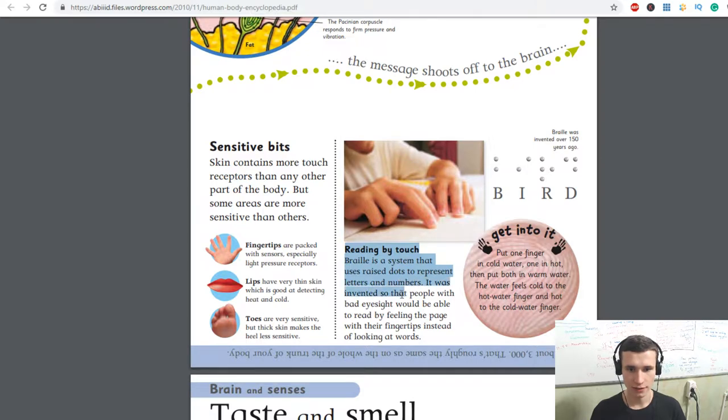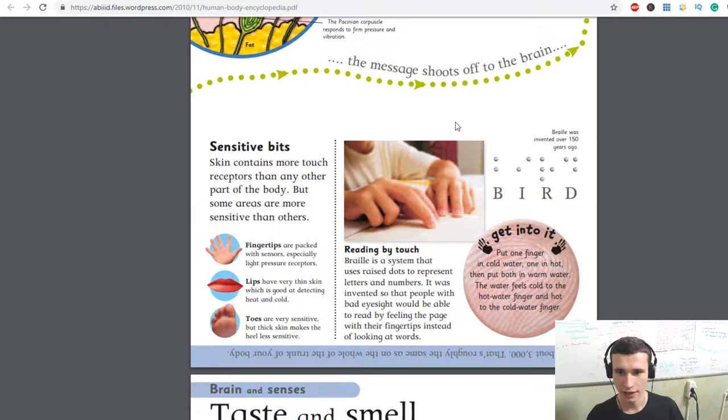Reading by touch. Braille is a system that uses raised dots to represent letters and numbers. It was invented so that people with bad eyesight would be able to read by feeling the page with their fingertips instead of looking at words. Braille was invented over 150 years ago.